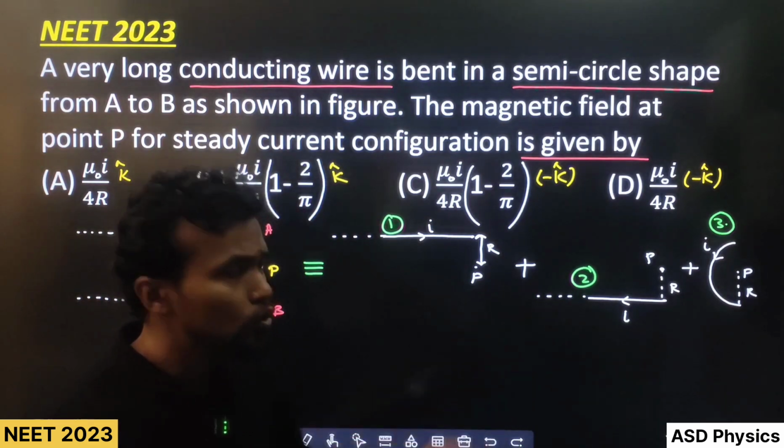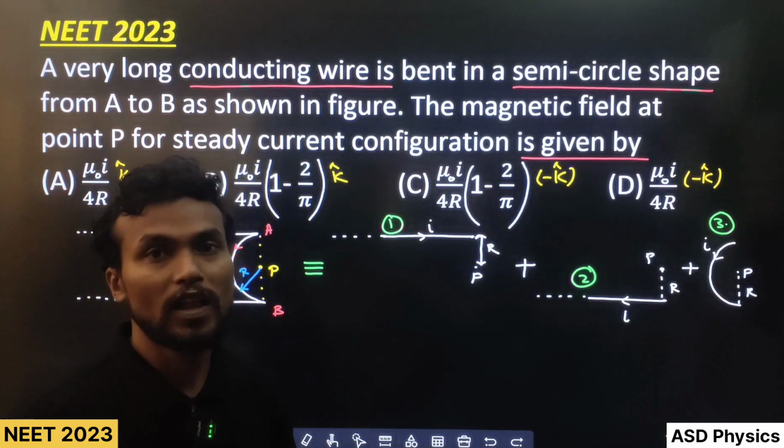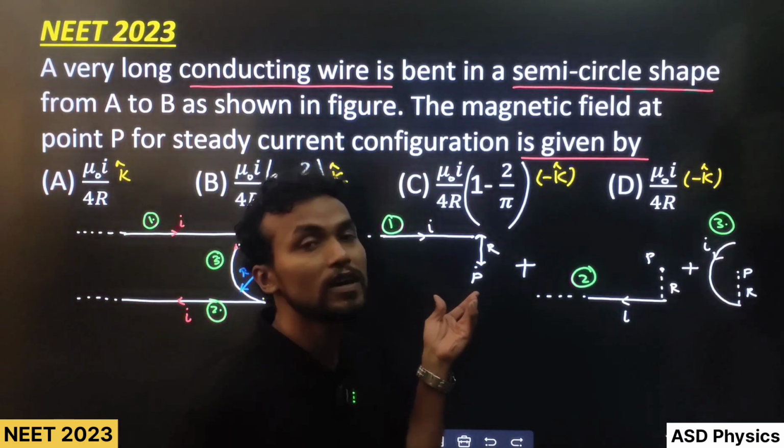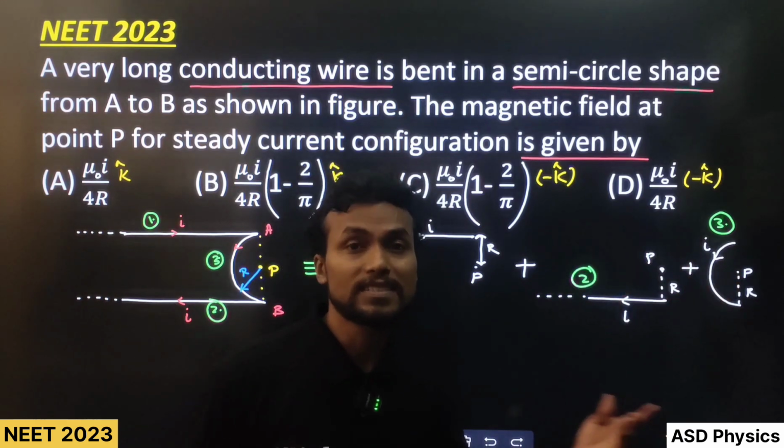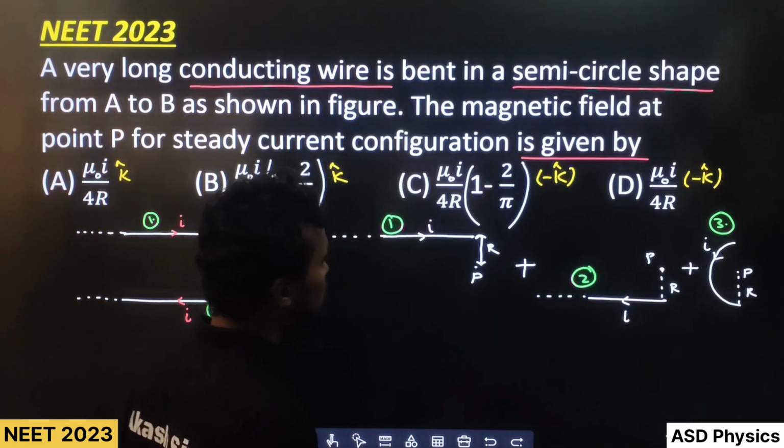Now to go ahead we should know the formulas. Here, which kind of wire is this? A semi-infinite wire, in the first and second sections. And this is the semicircular coil. For that we should know the formula. Okay students, so I will just write the formulas for you.